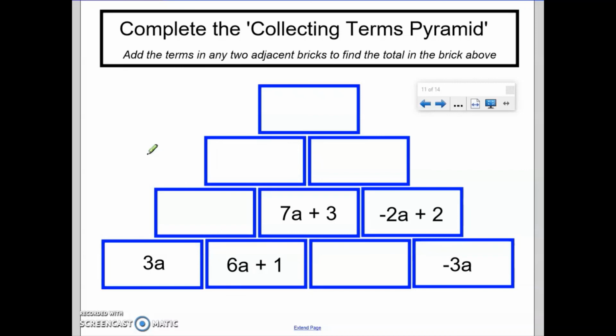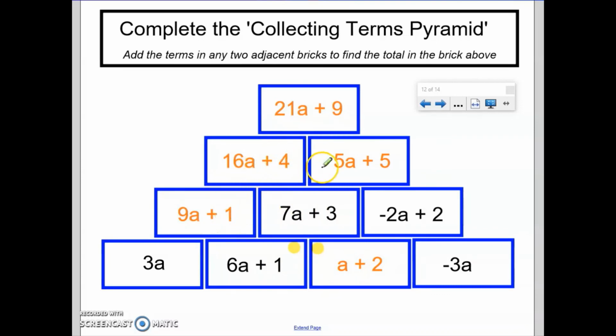Okay, welcome back. I'll just go ahead and show you my completed pyramid. It looks like this. So first of all, we were missing a brick down here, but we know that this brick and this brick have to add together to give us 7a plus 3. So therefore I knew I needed one extra a, and I also needed the number 2, because when it added to the 1, it was going to give me this 3.